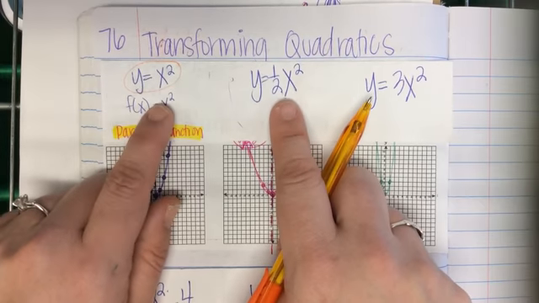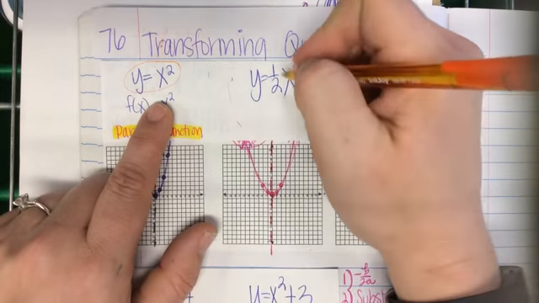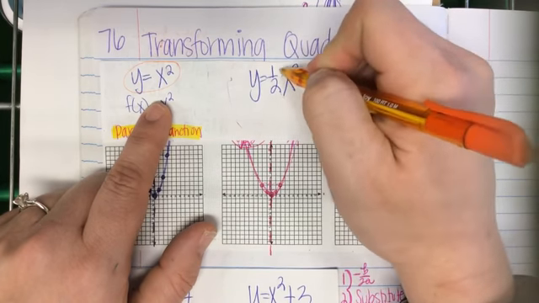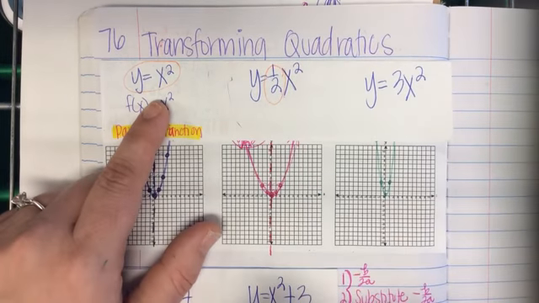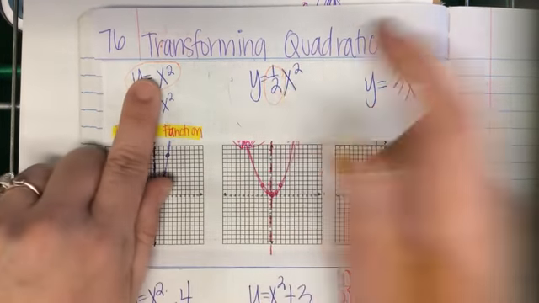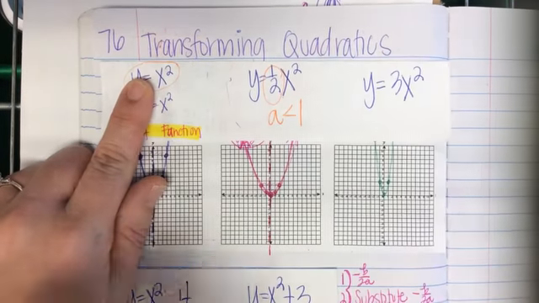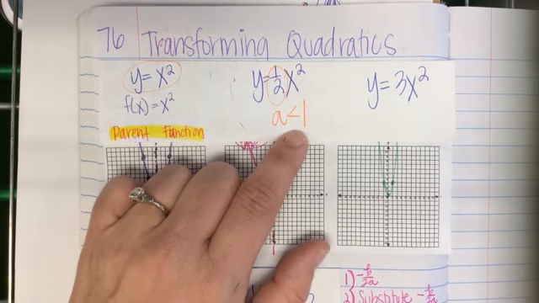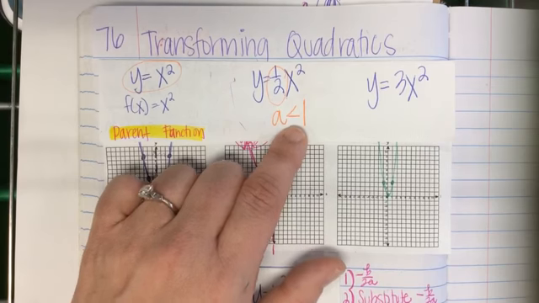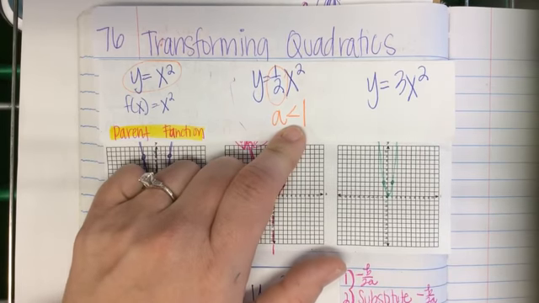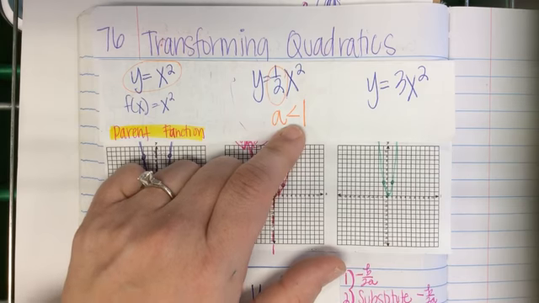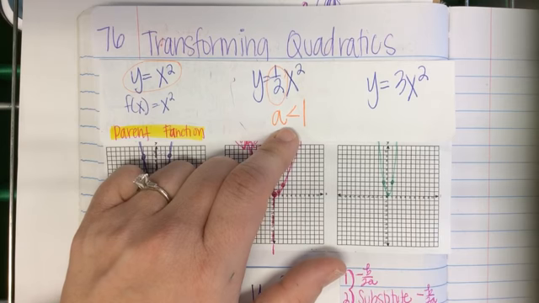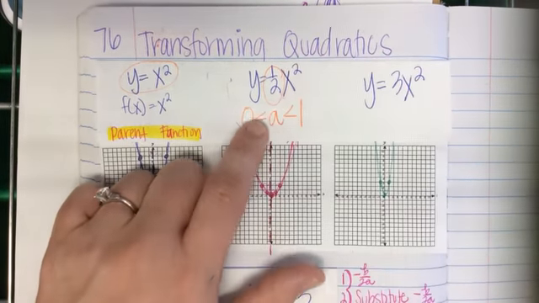What's the difference, Tylee? I added a what? What is that 1/2? It's an a. I changed my a. Instead of my a being 1, my a is less than 1. So on this flap, right underneath there, you need to write a is less than 1. Leo, on this flap, a is less than 1. It's also greater than 0, right? Because it's not negative.